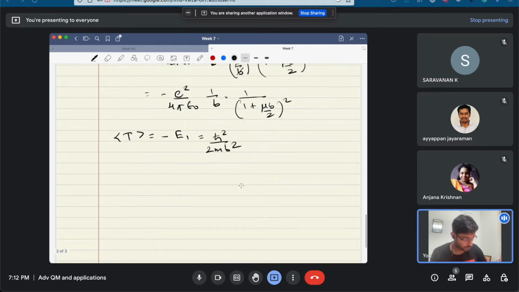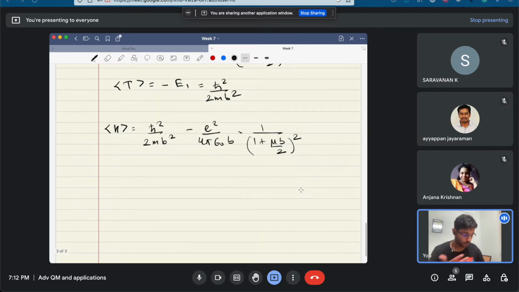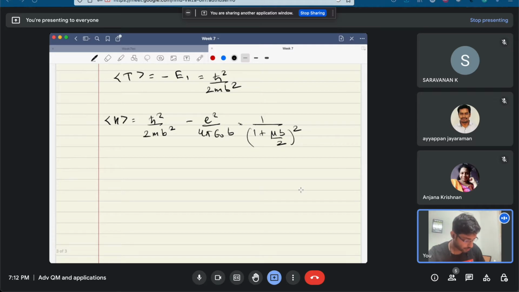So together we get the expectation value of Hamiltonian in the form minus e square 4 pi epsilon naught b plus mu b by 2 whole square. And what we are now supposed to do is minimize this Hamiltonian. So your H minimum we have to find out through taking the derivative of del H by del b equal to 0. So let's just do the derivative. This can be d also, it's not partial actually.